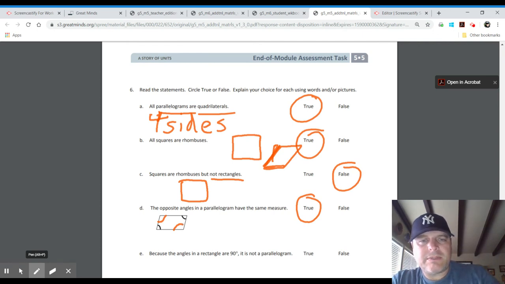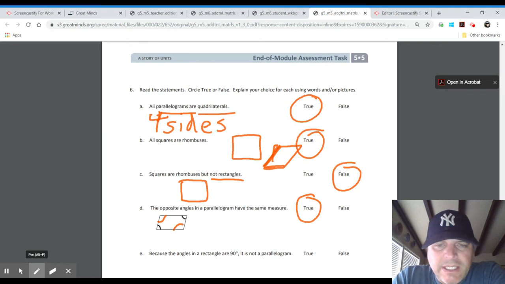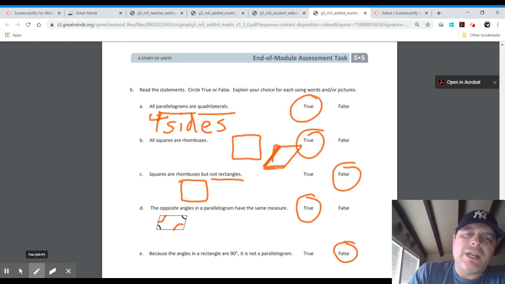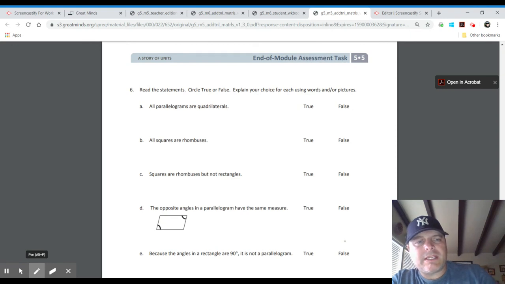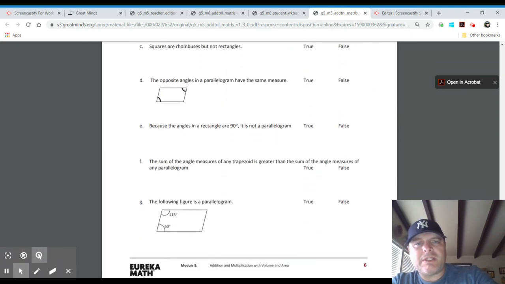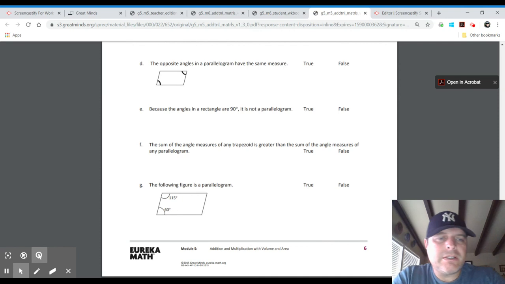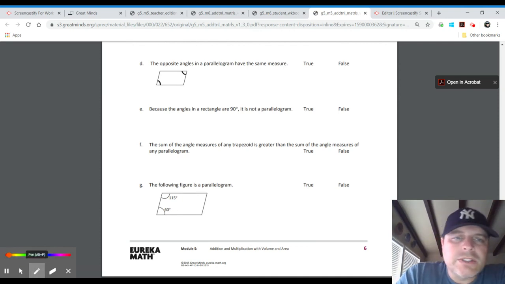And the last one: because the angles in a rectangle are 90 degrees, it is not a parallelogram. That is false. A parallelogram just has to have opposite sides parallel. A rectangle always has opposite sides parallel, so a rectangle is always a parallelogram. So let's undo this and roll it up. We are on letter E. We only have F and G, and we're done. Wow, we're in the home stretch.